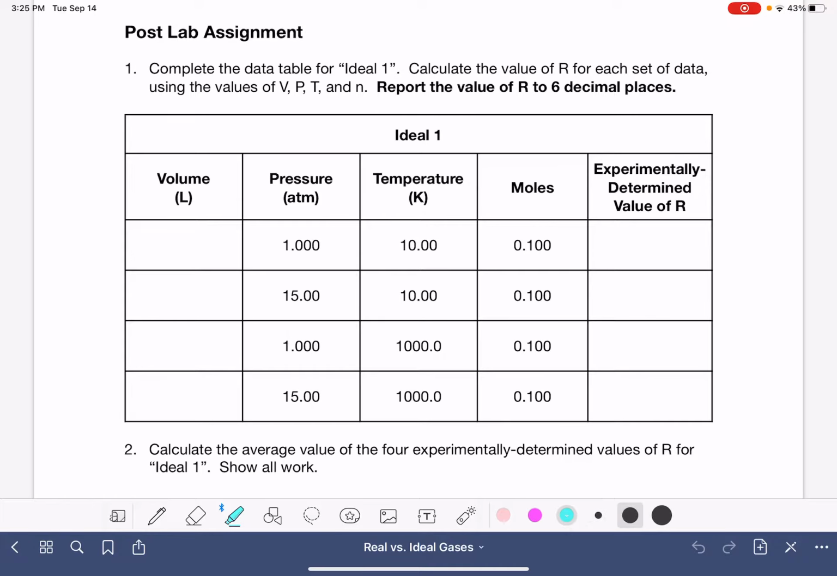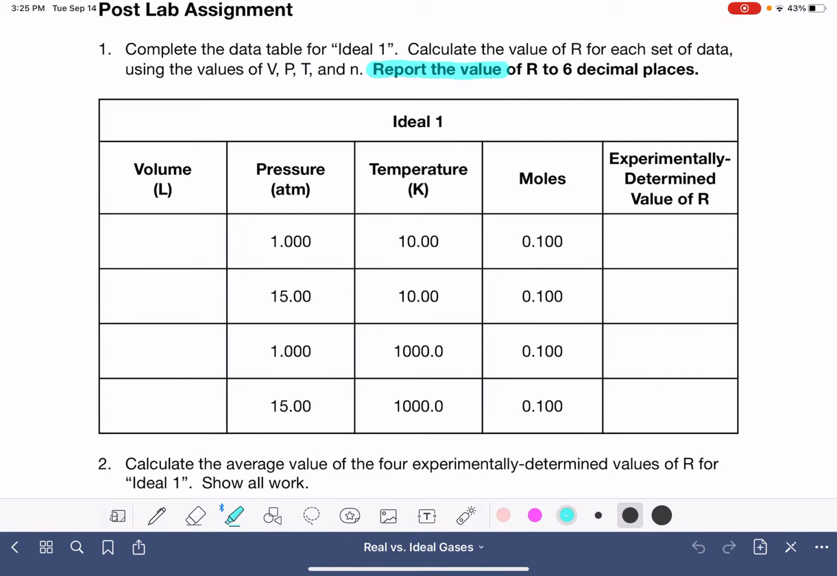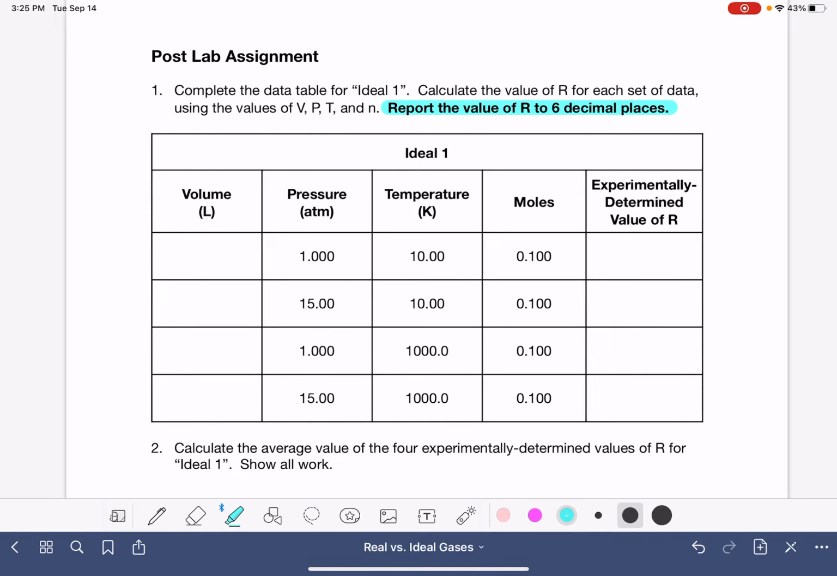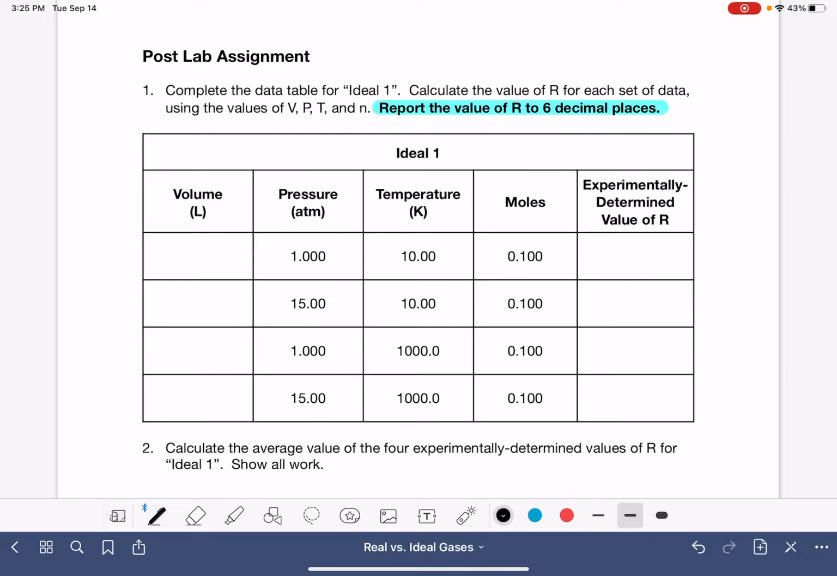Notice that the question is asking you to report the value of R to 6 decimal places, so that's going to be a lot of sig figs. And to do this calculation, you'll be using PV equals nRT, and you'll just simply be solving for R. So that means R is given by taking the pressure times the volume, dividing by the number of moles, dividing by the temperature, and everything is in the right unit. The pressure is in atmospheres, the volume is in liters, the moles are in moles, the temperature is in Kelvin.